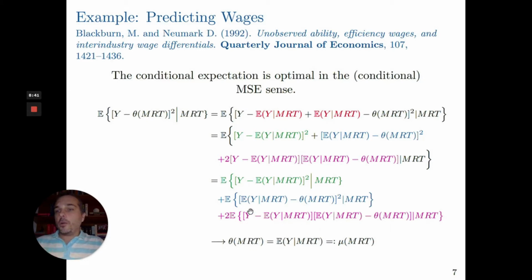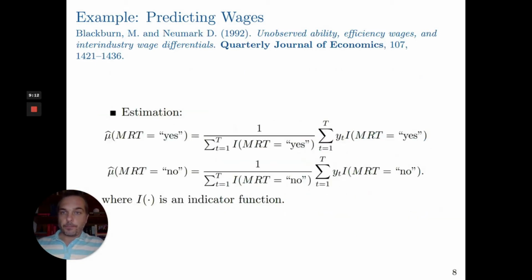Okay? This is one way of proving the result without any calculus. Of course, a much more elegant way is to take derivatives of that function, make them equal to 0, and solve for theta. And you're going to see exactly the same result, that theta, the optimal theta, is the conditional expectation. Okay? So the conditional expectation is optimal in the conditional mean squared error sense.